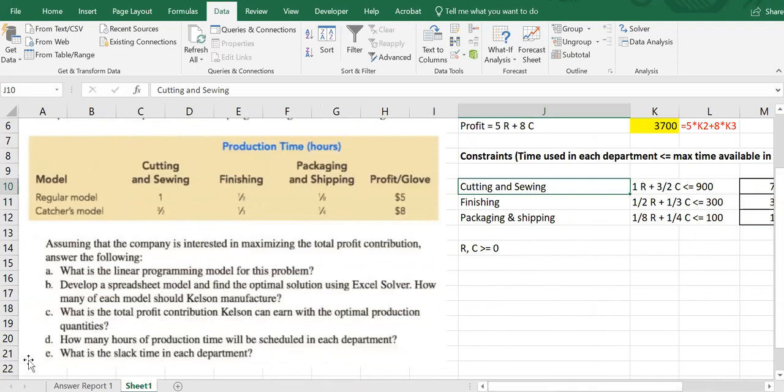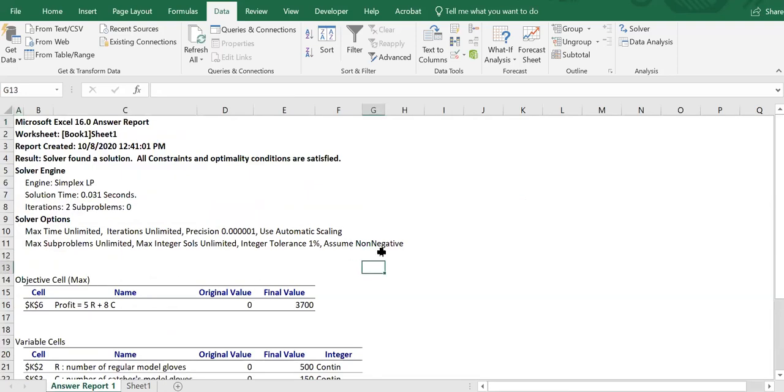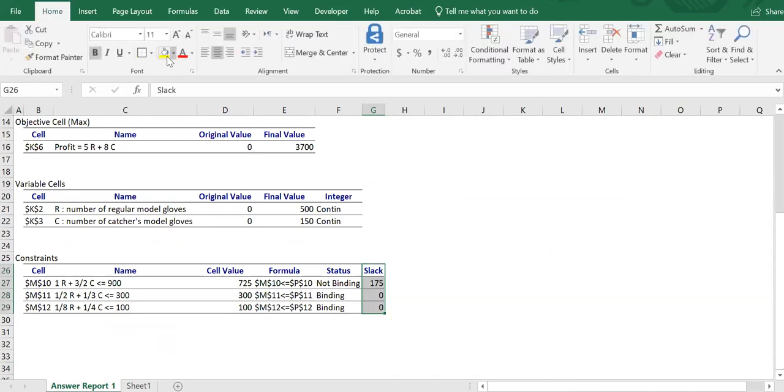Which department is going to have slack, or what is the slack time in each department? There's no slack in packaging and shipping. We have 100 hours available and we're using all of it. Same thing for finishing. But for cutting and sewing, the difference between 900 and 725, which is 175 hours, is the slack. That's the unused resource from cutting and sewing. You can check that in your answer report, in the slack column.